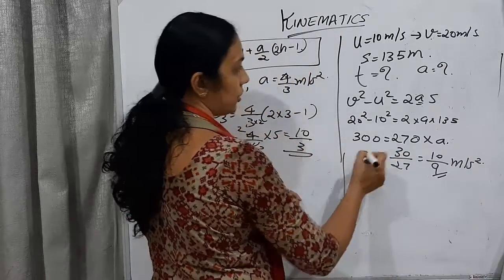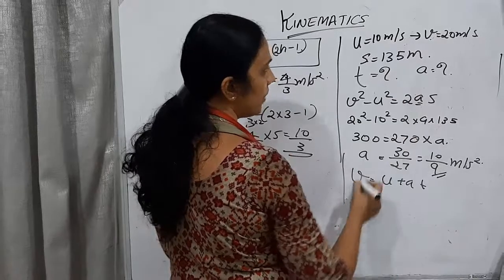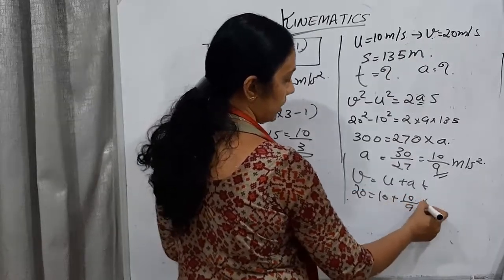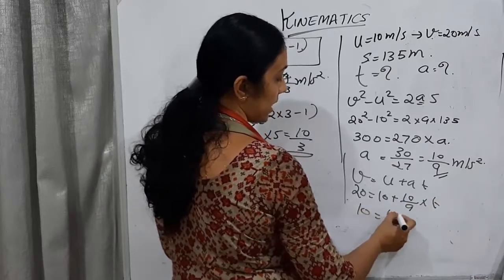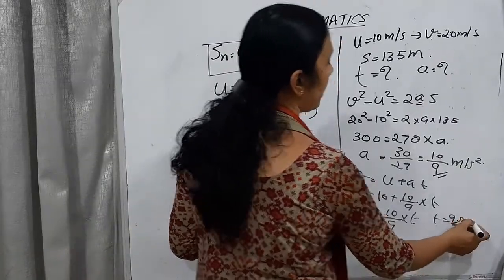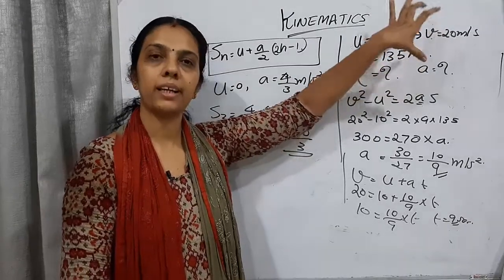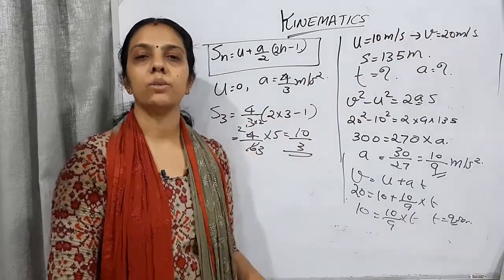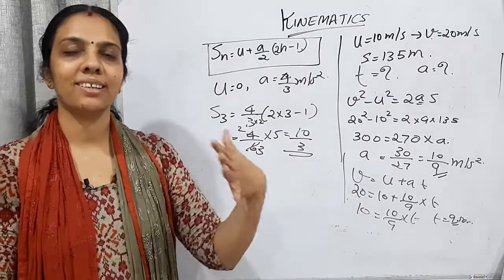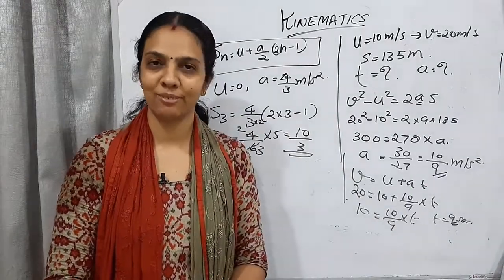This is the acceleration. Now we can use V equals U plus AT. V is 20 equals 10 plus 10 by 9 into T. Therefore, 10 equals 10 by 9 into T. T equals 9 seconds. Okay, clear? So by writing down the data, we should find out the equation with these formulas. Okay, this is actually an easy question. It's not of a tough kind. It's in between. They had given one simple question also, I felt.